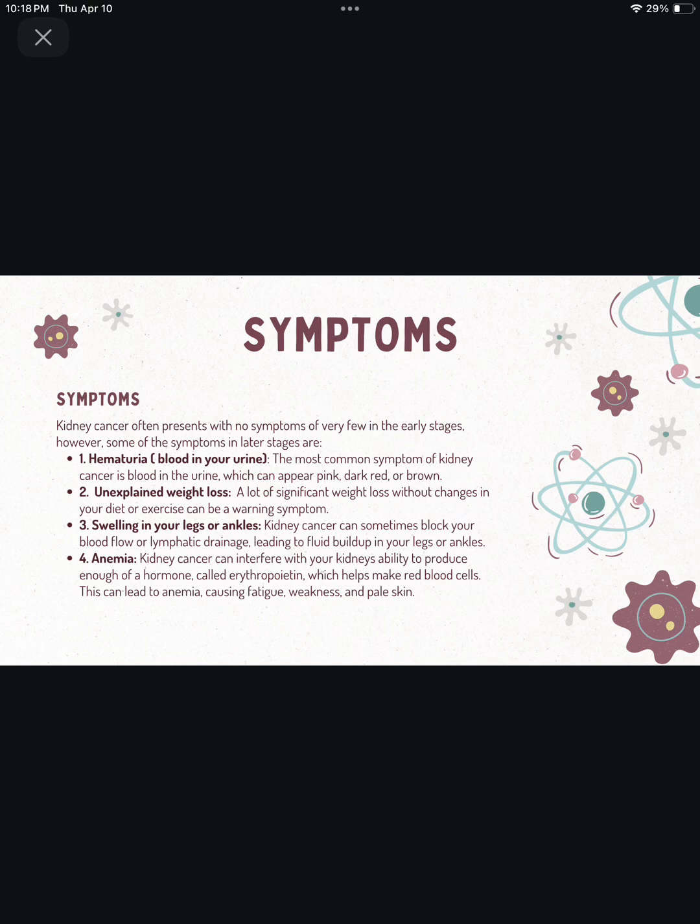4. Anemia. Kidney cancer can sometimes interfere with your kidney's ability to produce enough of a hormone called erythropoietin, which helps make red blood cells. This can lead to anemia, causing fatigue, weakness, and pale skin.